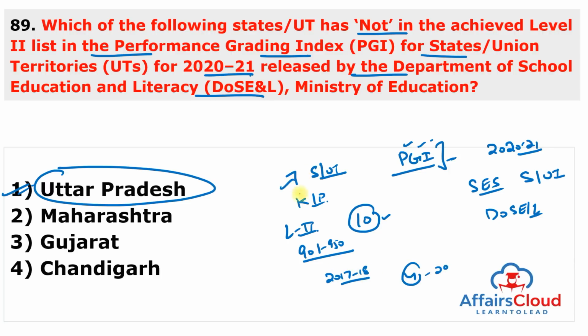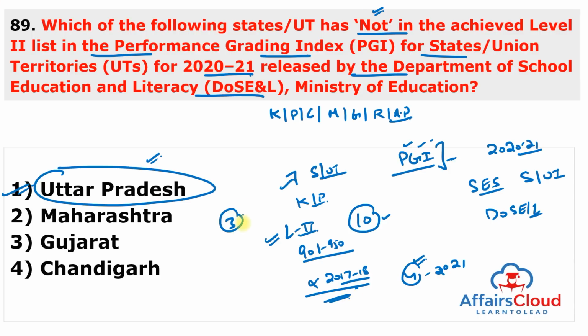Now 7 states come under the level 2 rating, but the question was which is not in the level 2 list. So Uttar Pradesh was not in the list, because the 7 states are Kerala, Punjab, Chandigarh, Maharashtra, Gujarat, Rajasthan and Andhra Pradesh. There were 4 states in level 2 in 2021 and no state in level 2 in 2017-18. It means our education system is improving. And the 3 new entrants to level 2 are Gujarat, Rajasthan and Andhra Pradesh, if we compare with 2021, because in 2021 only 4 states were there.